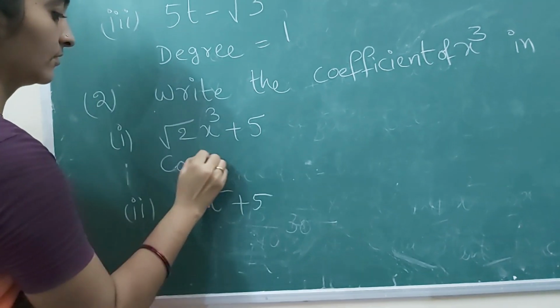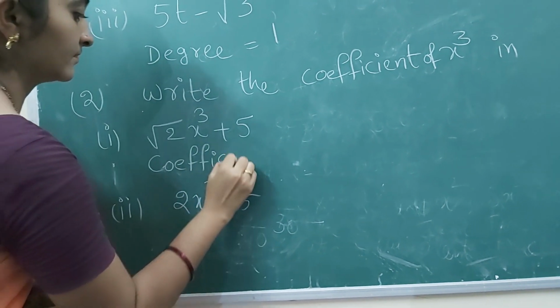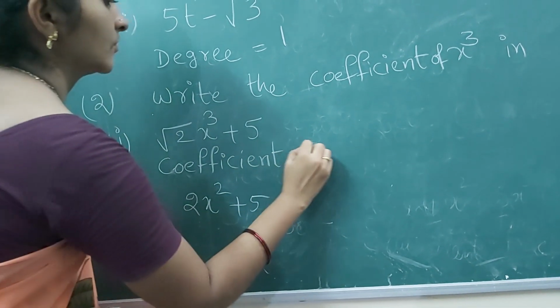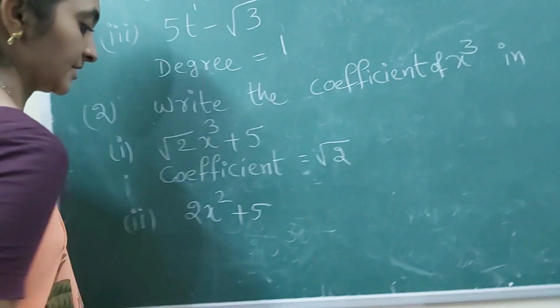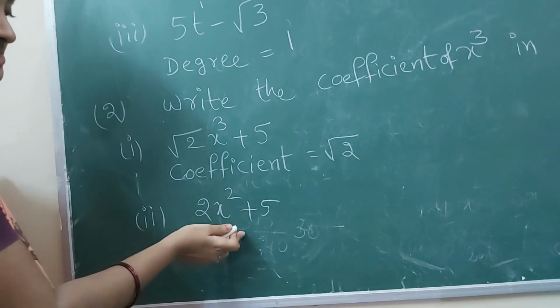So coefficient is root 2. Next one, 2x square plus 5.